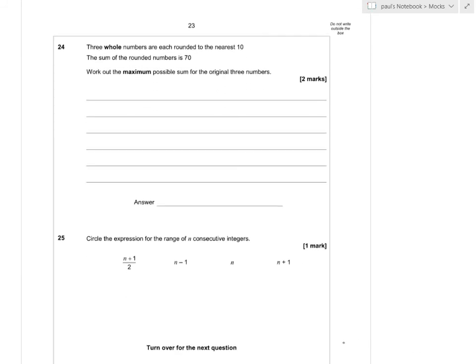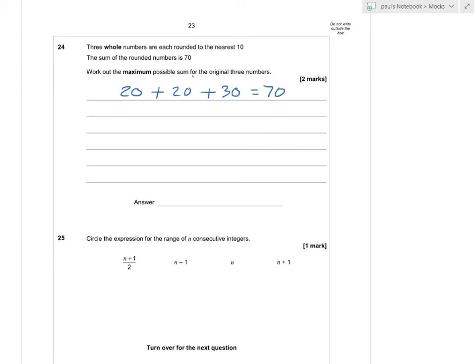3 whole numbers are rounded to the nearest 10. The sum of the rounded numbers is 70. What's the maximum possible sum for the original 3 numbers? So we've got to make 3 numbers that just add up to 70. Any 3 numbers. So go 20 plus 20 plus 30. That equals 70, doesn't it? Yeah.